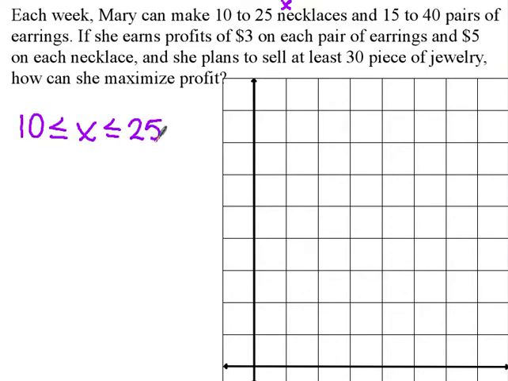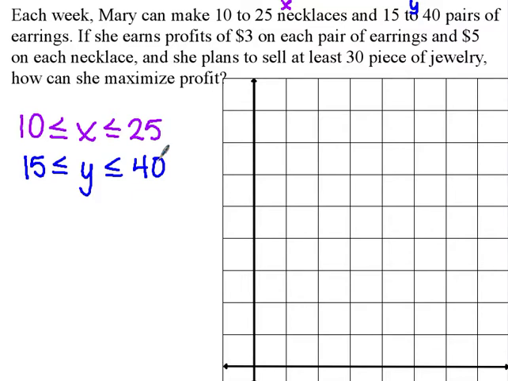What do you think you're going to let earrings be? Y. So, what can you tell me about y? Y is greater than 15 and less than 40. So basically, in other words, y is just between 15 and 40, right? Y is just between those two values.